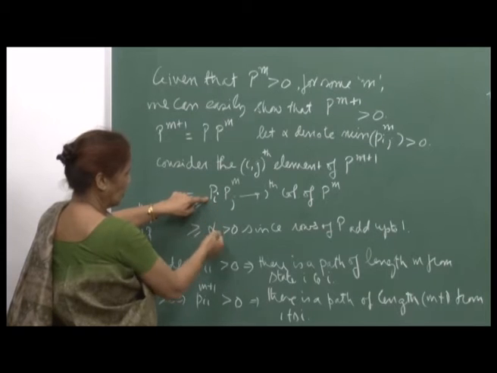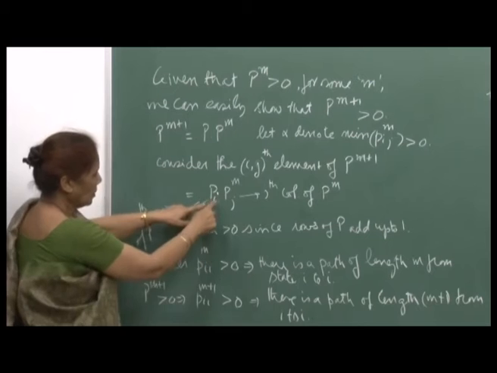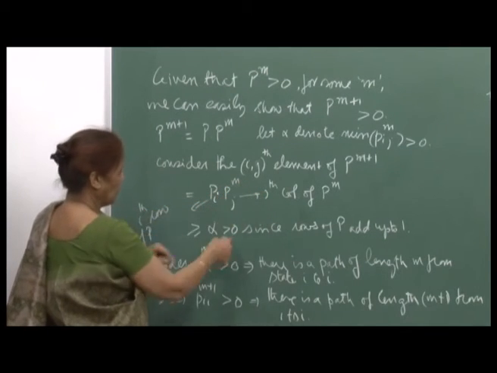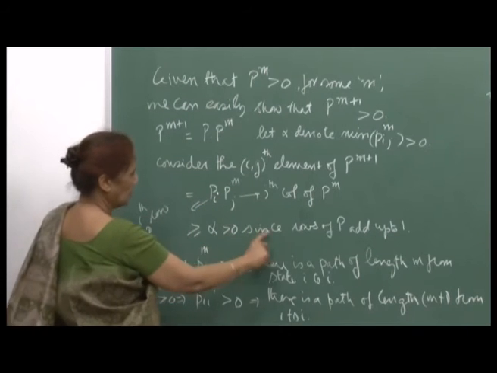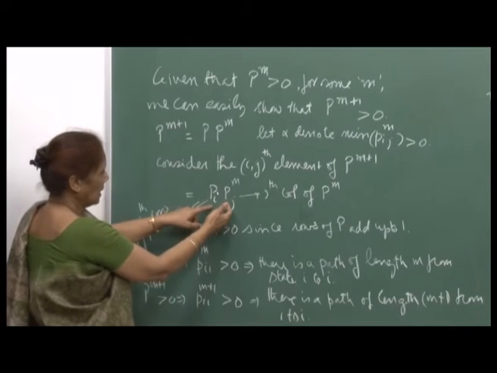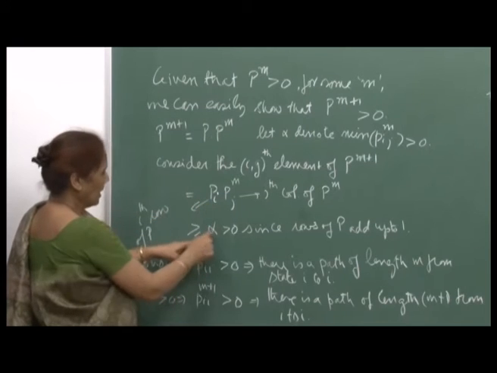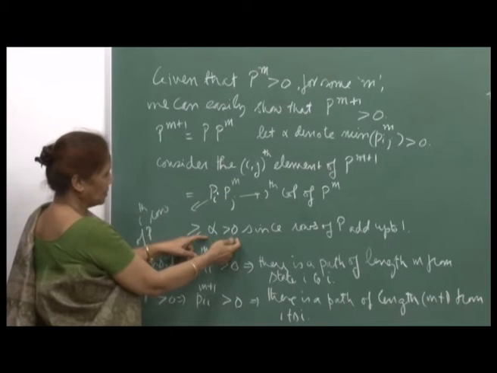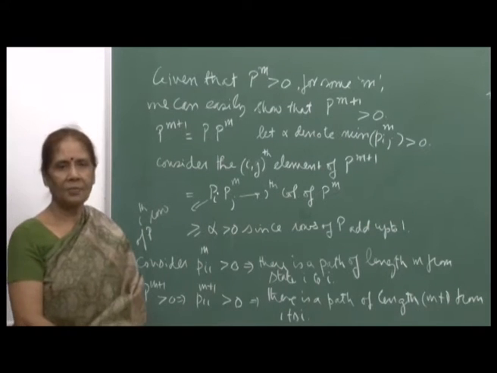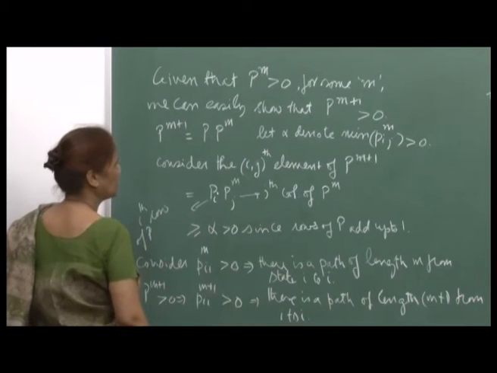So, I am writing the smallest possible number for each of the entries of the jth column, and then it will be P_i1 plus P_i2 plus ... P_in times alpha, since the rows add up to 1. So, this will be equal to alpha. Therefore, the ijth entry of the matrix P^(m+1) is greater than or equal to alpha, which is positive, and this holds for any elements ij of P^(m+1). Therefore, matrix P^(m+1) is also positive.